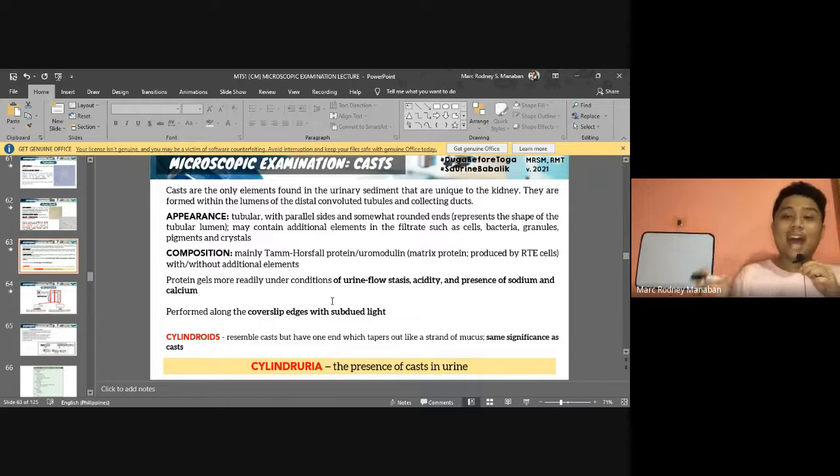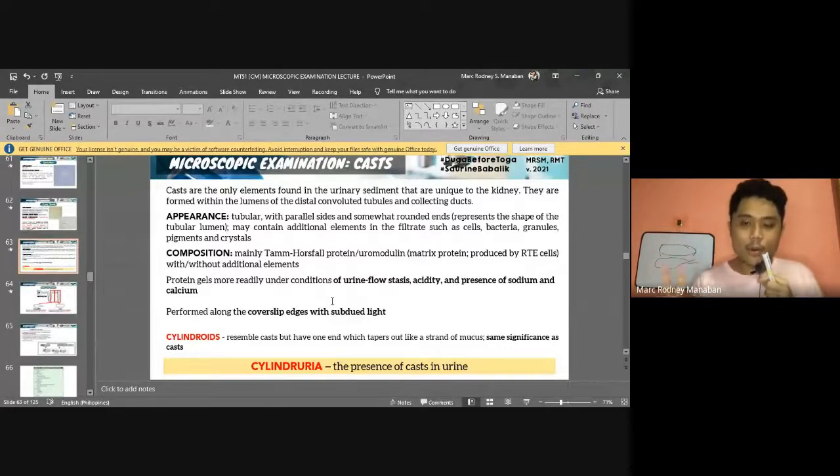Okay? All right. Now we have this sister, a doppelganger of casts, which are your cylindroids. Your cylindroids resemble casts, but casts are cylindrical and complete, with rounded ends or blunt ends. Your cylindroids have one rounded end, but the other end is tapered, like a tail. It tapers out like mucus, alright? But both of them, the cast and the cylindroids, have the same significance. So if you see both of them, you report it the same.